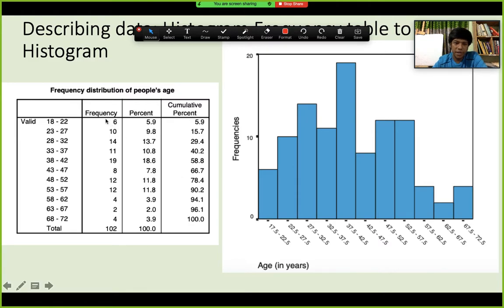Of course, if we take fewer classes, then the number of bars will be fewer. Suppose if we take 8 classes, then it will be 8 bars here, and the process will still remain the same.